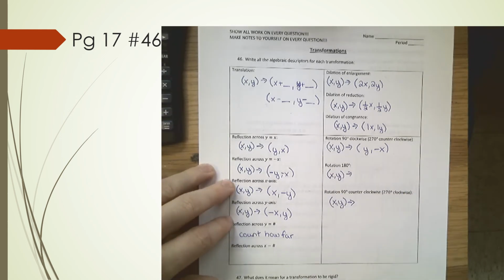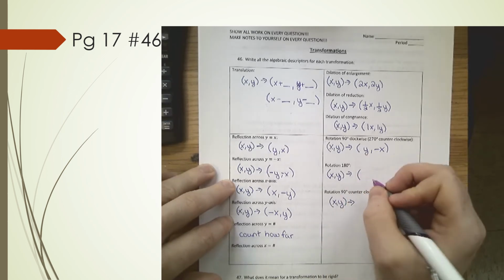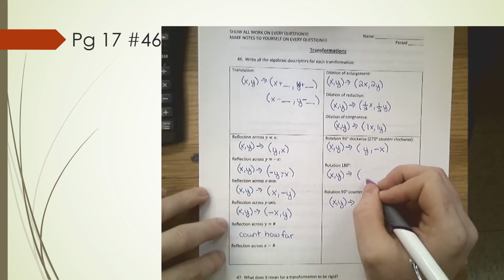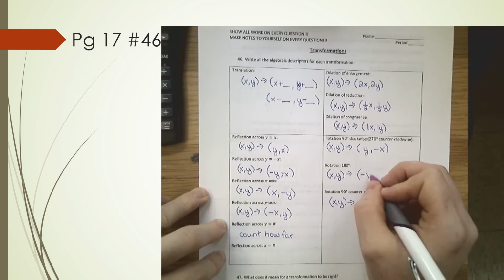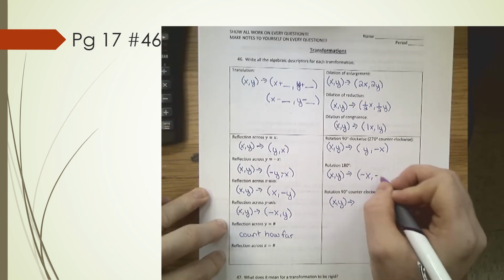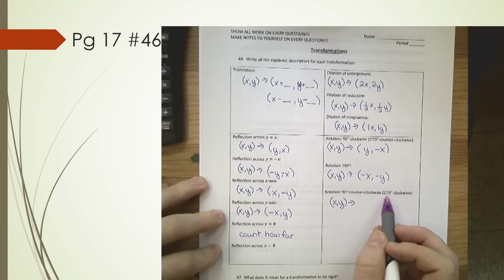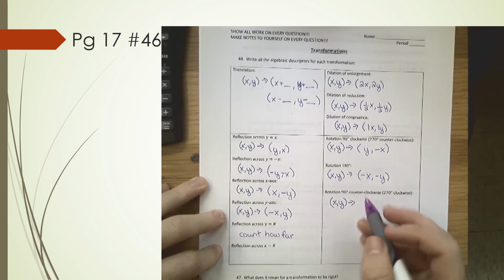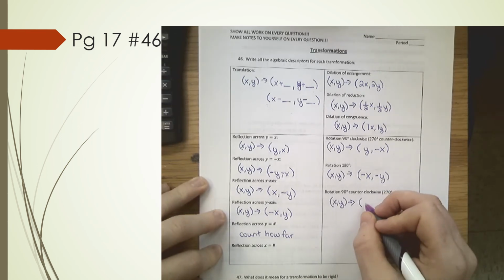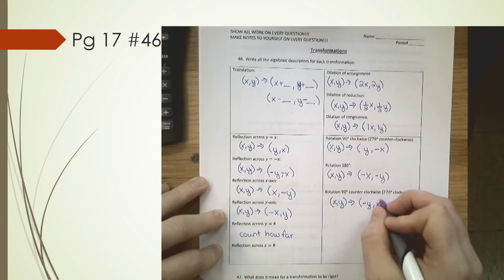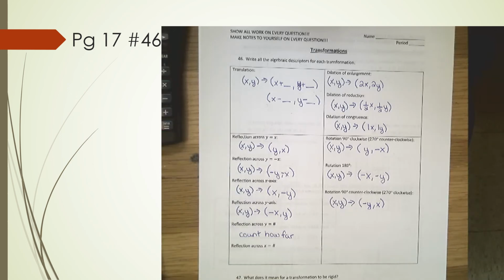Now, rotating 180, this is where you just take whatever point you had and change the signs. So if they were positive, they turn negative. If they were negative, they turn positive. And then rotation 90 degrees counterclockwise or 270 degrees clockwise, we flip them, but whatever used to be the y value would now change signs.